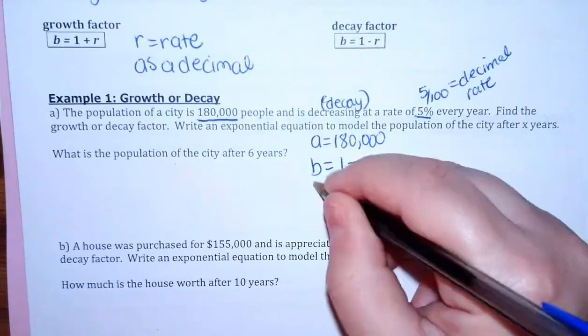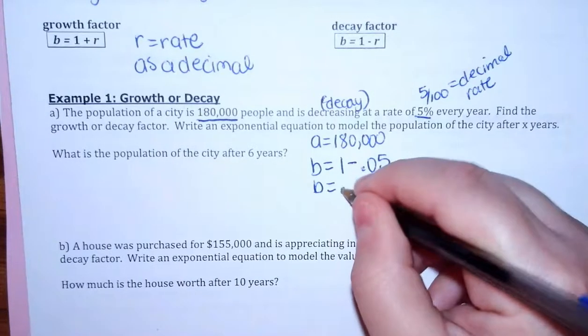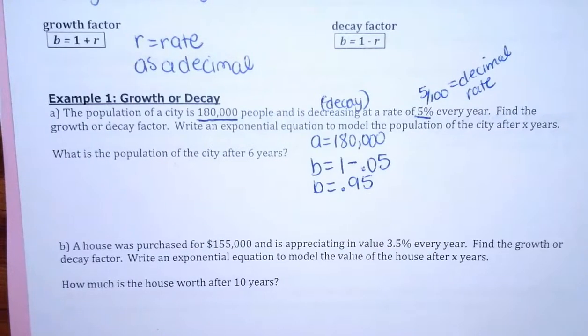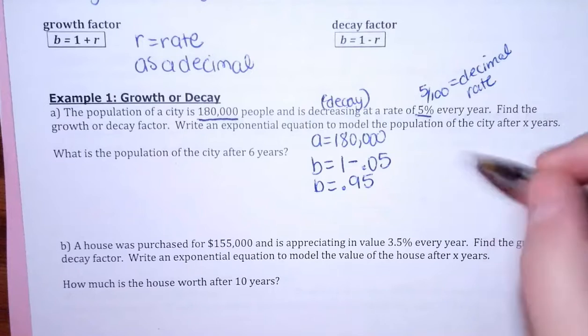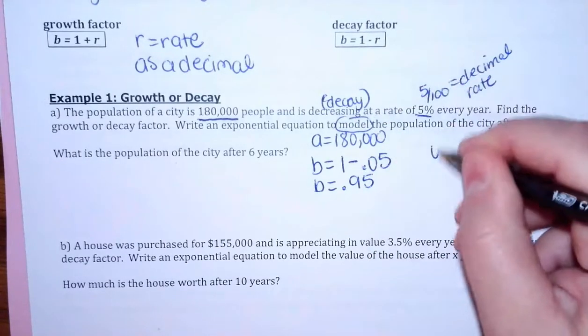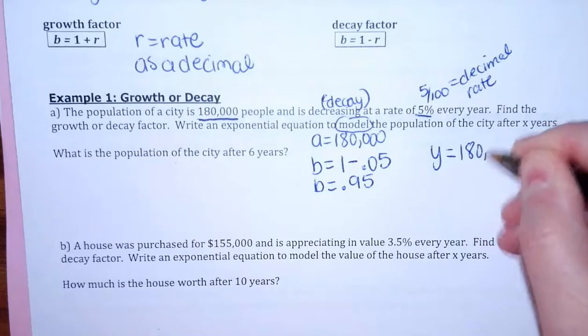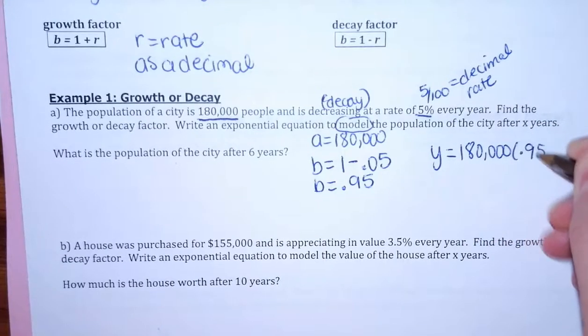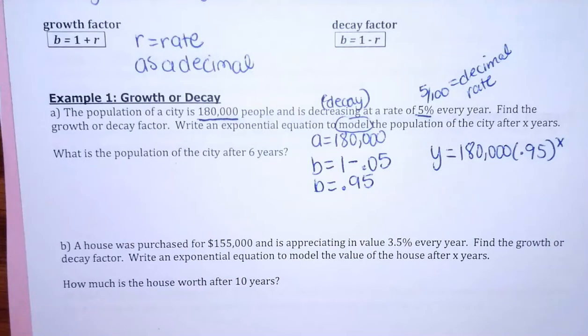So what I want to plug in for b then is going to be 0.95. A way I like to think about this is the population is going to hold 95% of its people. If I'm decreasing at a rate of 5%, I'm still going to hold 95% of my population. So here's my model. It's going to be y equals 180,000 times 0.95 to the x. And x is going to be time here. Y in this situation is going to represent what the population would be after we plug in a time for x, and x is going to be in years.